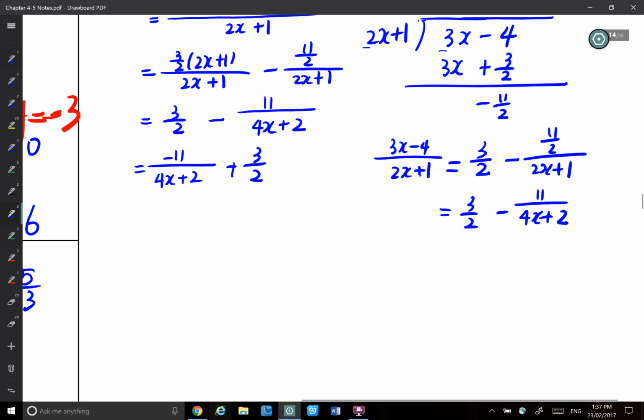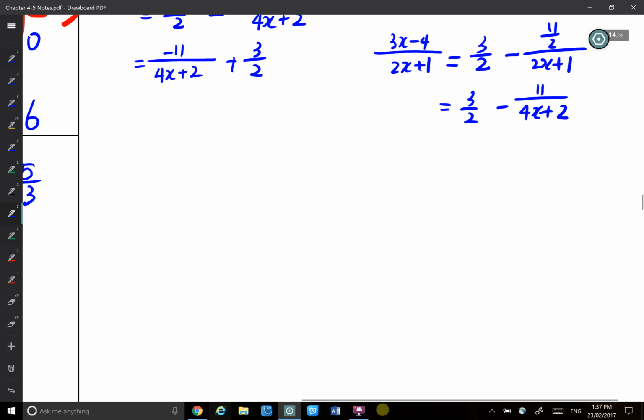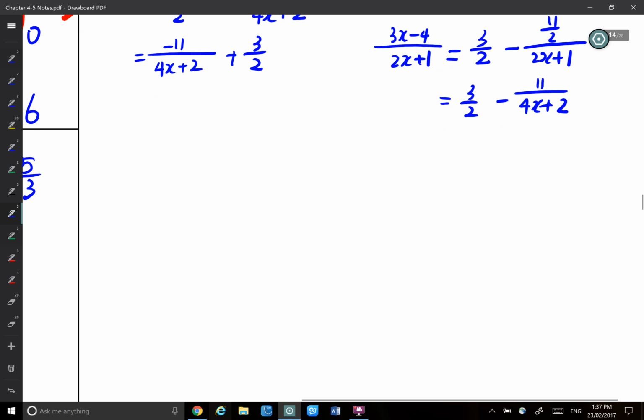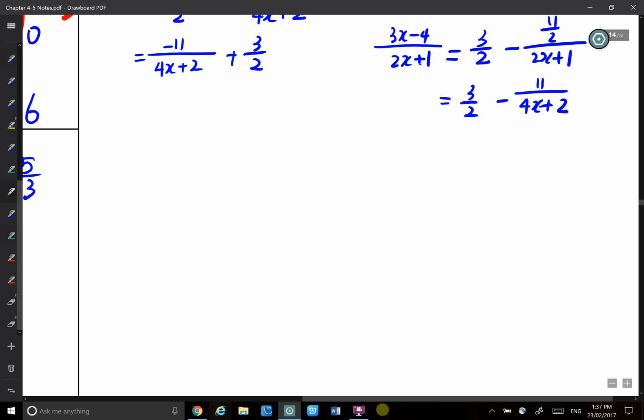Okay, now I have made the form back into hyperbola form, and now I will find my asymptotes. My asymptote will be 4x plus 2 equals 0. x will be negative a half. Solve for that, and that's negative a half. And y equals 3 over 2 will be another asymptote.